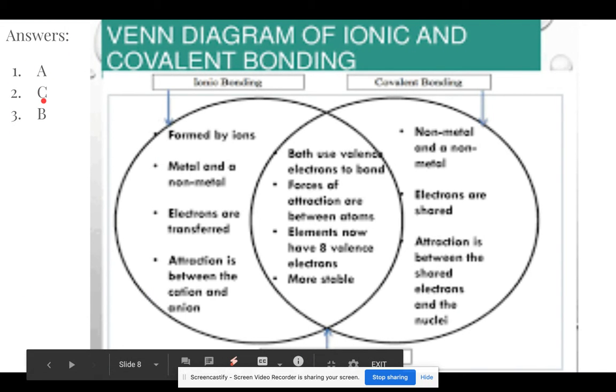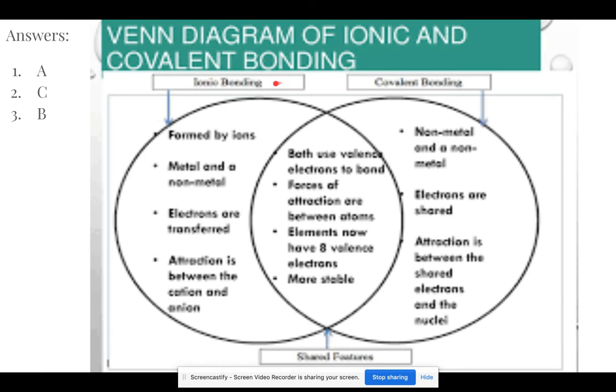Right now, I have a little Venn diagram for you guys between our ionic and covalent bonds. You have to remember that ionic is formed between a metal and a non-metal where the electrons are transferred, and covalent is between a non-metal and a non-metal where the electrons are shared. But the overall goal is to get 8 valence electrons.